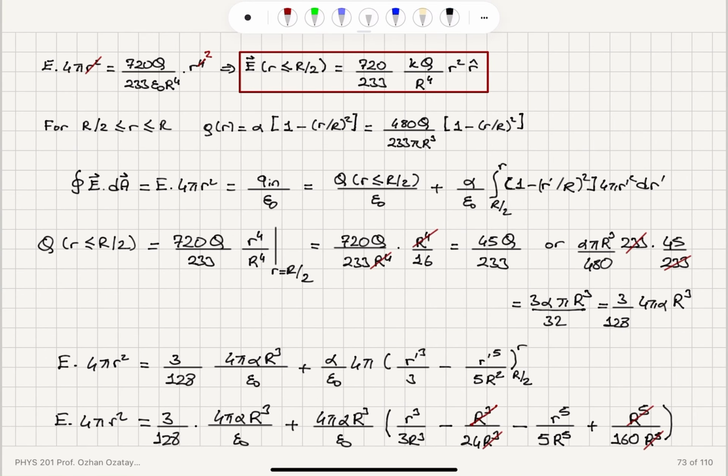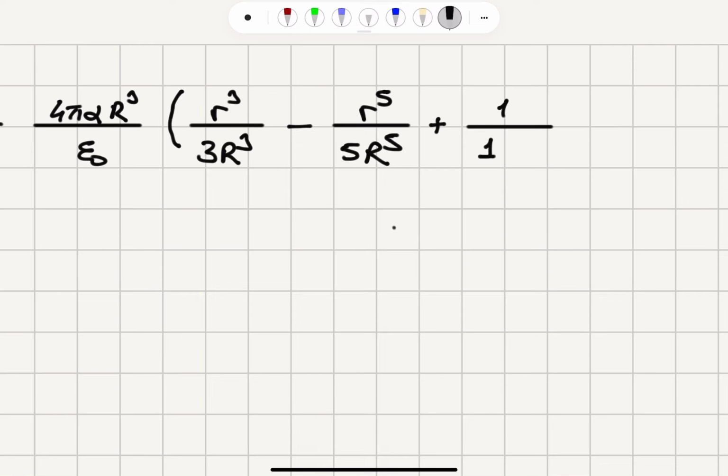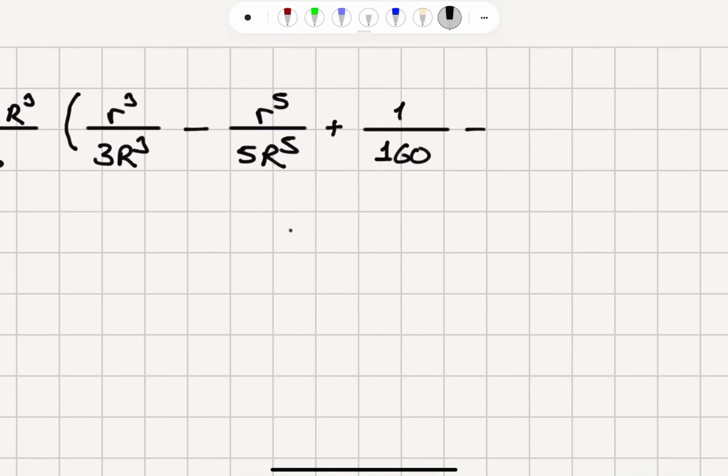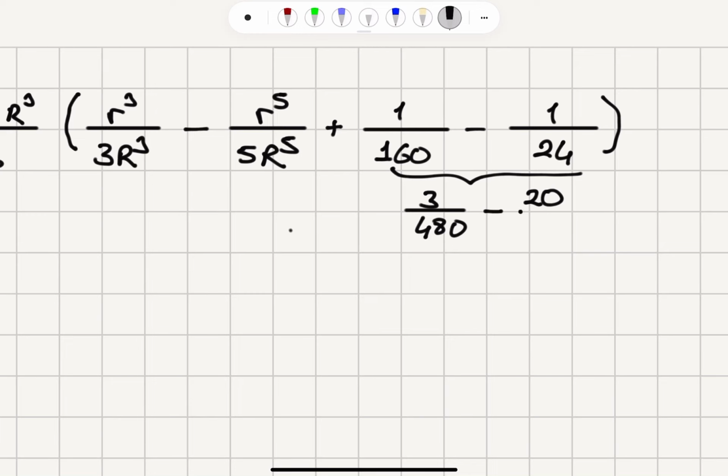So here I have plus 1 over 160 and minus 1 over 24. And if I work on this, this part is basically equal to 3 over 480 if I multiply top and bottom by 3, and minus 20 over 480 if I multiply top and bottom with 20.